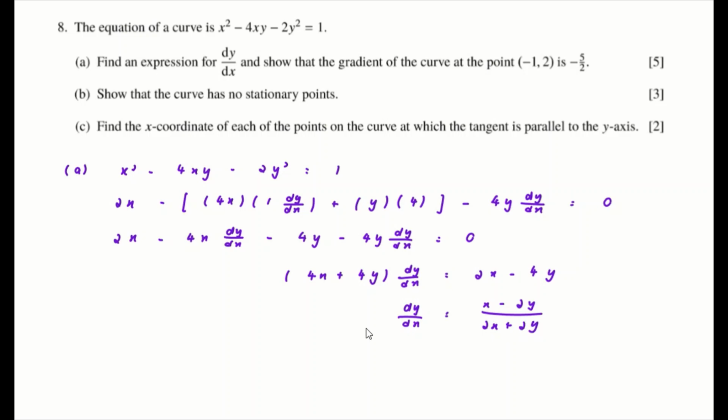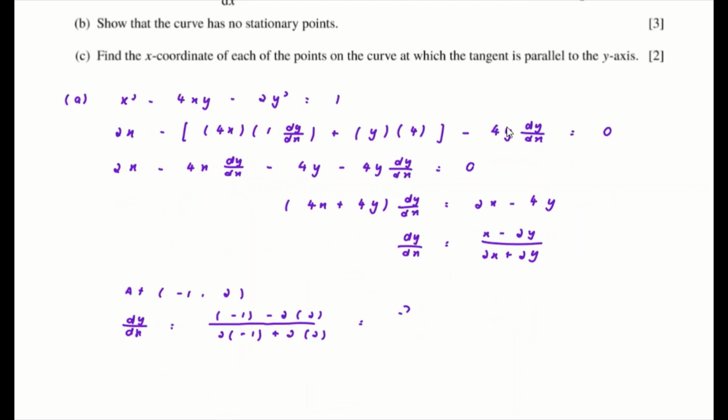Okay, so yeah, it's not the end yet. You still need to show the gradient, right? So at the point -1, 2, the dy dx is equal to x minus 2y over 2x plus 2y. Okay, so -1 minus 4, we have -5. And then for the denominator part, we have -2 plus 4, we have 2. Okay, so that's how we get to our answer, -5 over 2, that is proved.